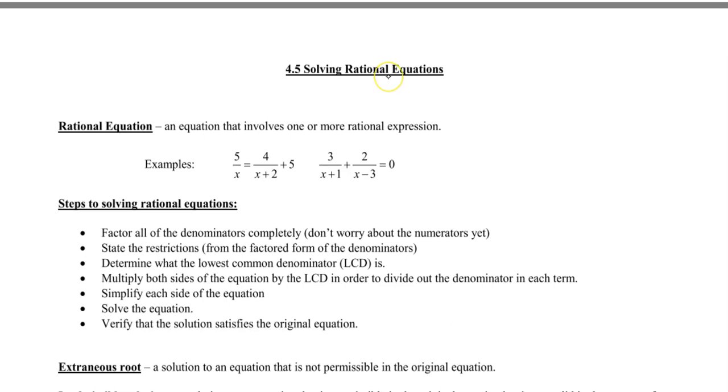And in solving, we're going to find the value of x that makes this true, or the value of x that makes this true. Okay, how do we solve?